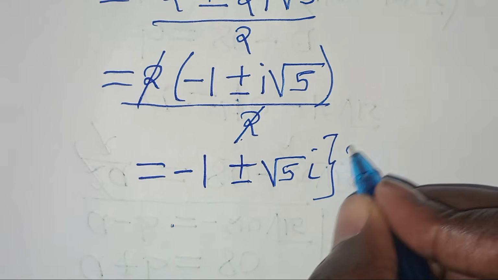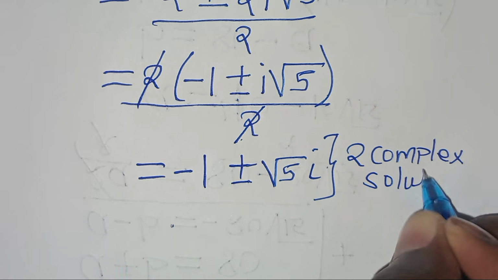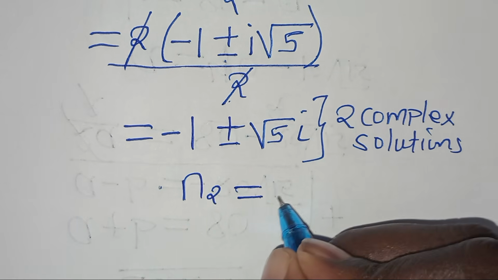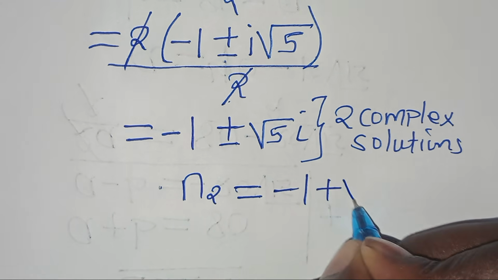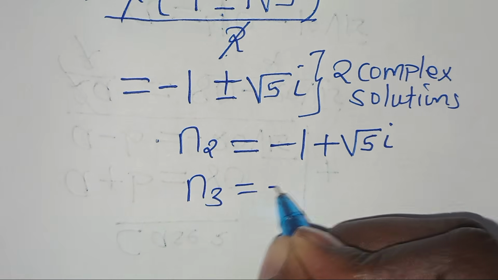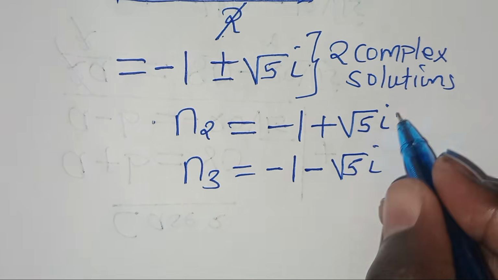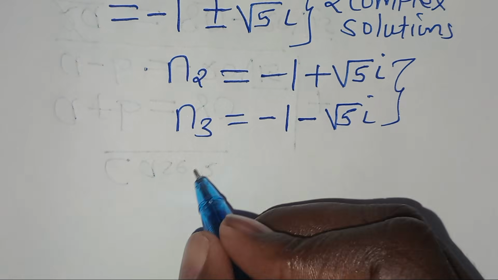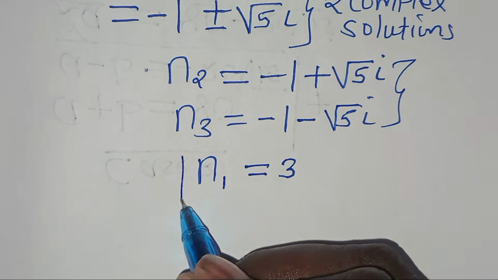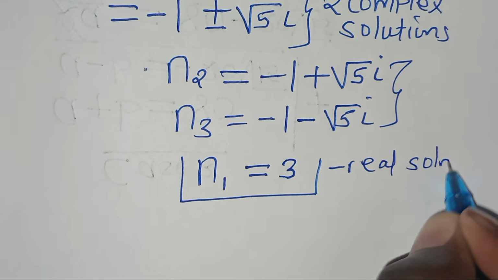Now this implies that we have 2 complex solutions, and these are n2, equal to negative 1 plus i square root of 5, and n3, equal to negative 1 minus i square root of 5. Now we have only one real solution here. The real solution is n1, and this is equal to 3. This is the real solution that we have.